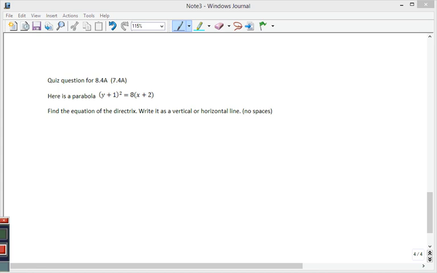Okay, here's your quiz question. Here's a parabola. Notice that I put it in the standard shifted form, right? You don't have to do the completing the square this time, but we'll do some in class. I want you to find the equation of the directrix. Remember, on the two examples I used, they are written as a line. Either a vertical line, which would be x equals something, or a horizontal line, which would be y equals something. So that's your question. Just write in that equation of the line.